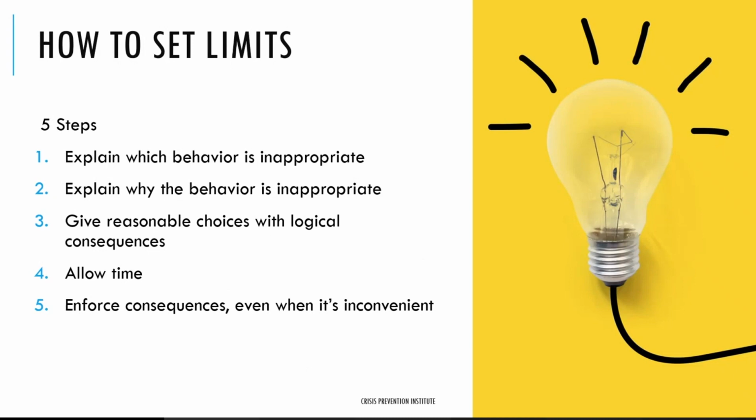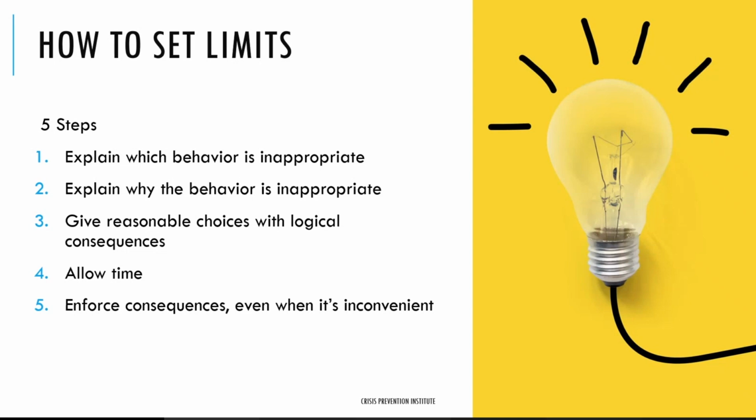Okay? So, there are 5 steps in setting limits. Steps 1 and 2 are part of teaching the rules and should be done long before they are necessary to enforce limits. Consequences should be predetermined so that they are enforceable. So we have to look at steps 1 and 2, where we explain which behavior is appropriate and explain why it's inappropriate. They have to understand these things in steps 1 and 2.